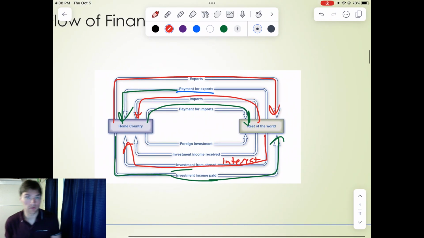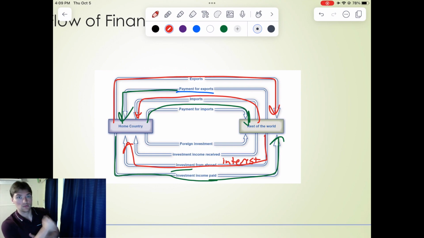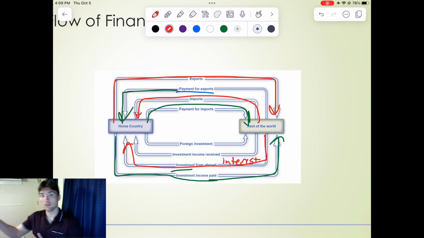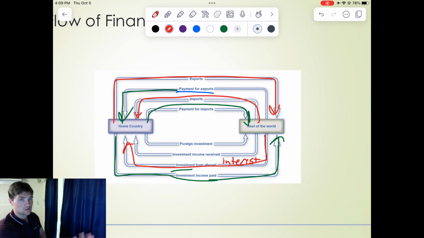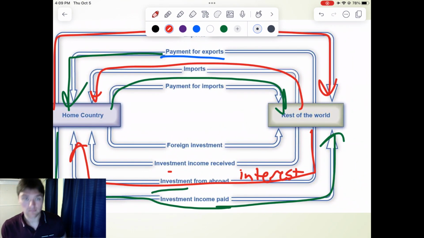Okay, so let's go through it again. You get in the exports, the money paid from exports. You get that in. You transfer that money to the rest of the world in terms of investment. Okay, now they're going to get this money from the imports that you bought, and then they are going to invest it back into your country because they have money over here that they want to invest in your country. So they're going to take their investment income that they got and they're going to invest it into your country.